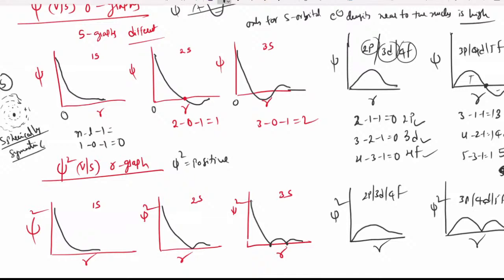Please observe carefully. Next, the D versus R graphs. I will explain tomorrow, not today. First of all, please carefully observe what the difference is. This graph is the same, this graph is the same. Psi versus 1s and psi square versus 1s, and psi versus 2p, 3d, 4f and psi square versus 2p, 3d, 4f are the same.